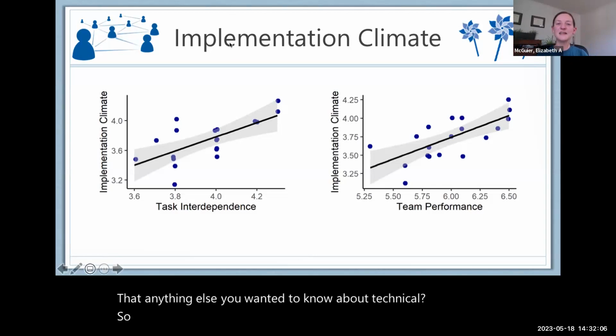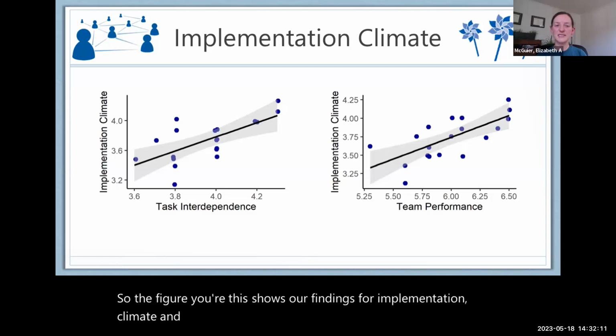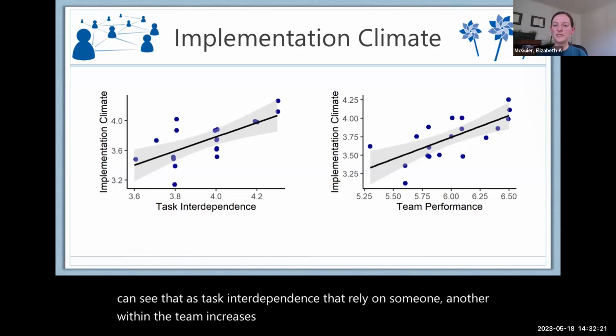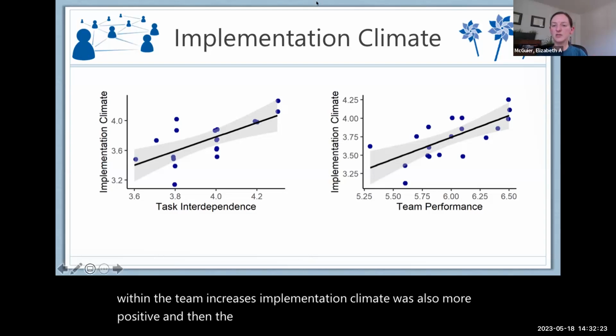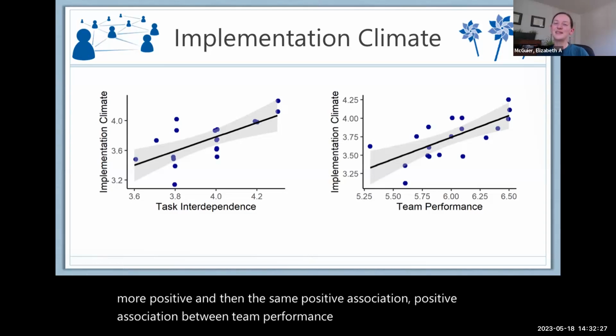So this figure here shows our findings for implementation climate. Each of the dots in these figures is a team. You can see that as task interdependence, so that reliance on one another within the team, increases, implementation climate was also more positive. And then the same positive association between team performance and implementation climate.